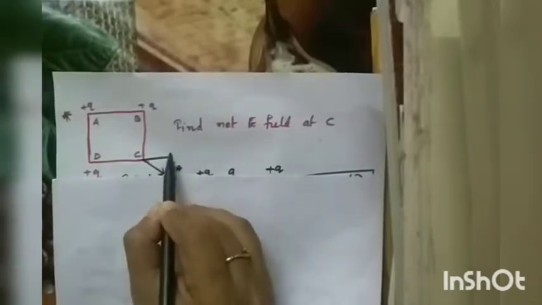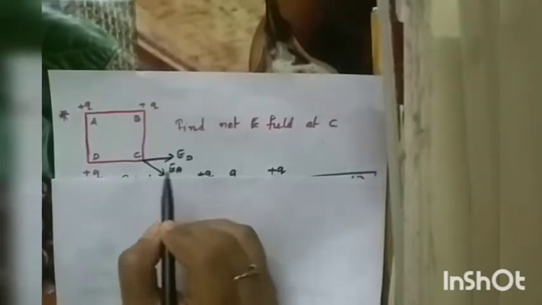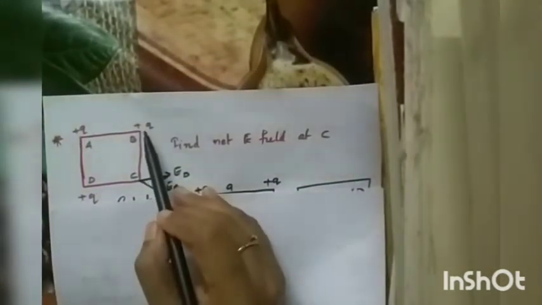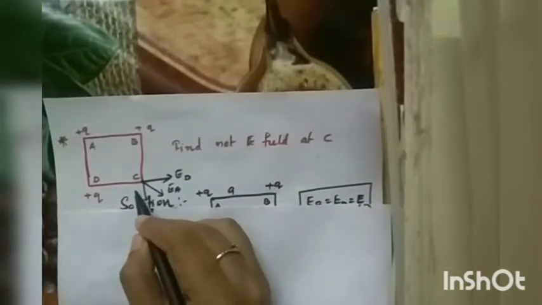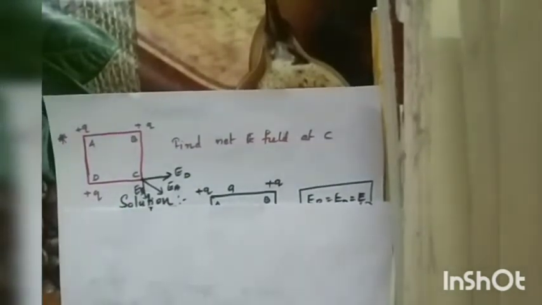At the point D, a plus q charge is present, and again it will exert an electric field here, pointing away from it. This will be the direction of the electric field due to the charge kept at point D. Next, this is also a plus q charge, and its electric field will be acting away from it. So this will be the direction of the electric field due to the charge kept at point B. So here we have three electric field vectors at the point C.